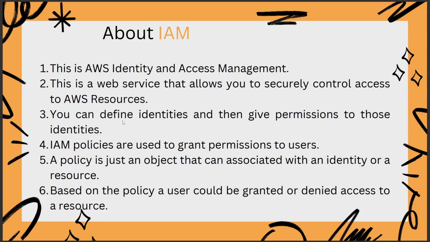Lastly, the AWS IAM service. This is the AWS Identity and Access Management. This is a web service that allows you to securely control access to AWS resources. You can define identities and then give permissions to those identities. IAM policies are used to grant permissions to users. A policy is just an object that you can associate with an identity or a resource. Based on the policy, a user could be granted or denied access to a resource.